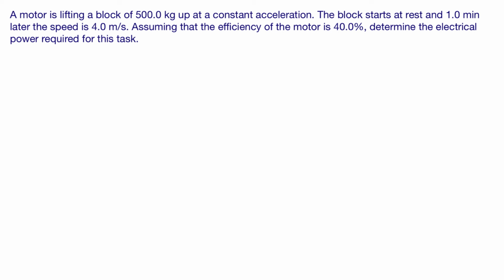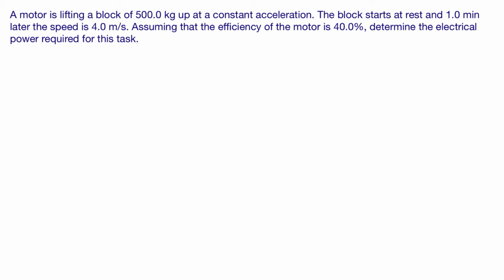In the first question, we got a motor which is lifting a block of 500 kilograms up at a constant acceleration. The block starts at rest, and 1 minute later, it's got a speed of 4 meters per second. Assuming that the efficiency of the motor is 40%, we need to determine the electrical power required for this task.